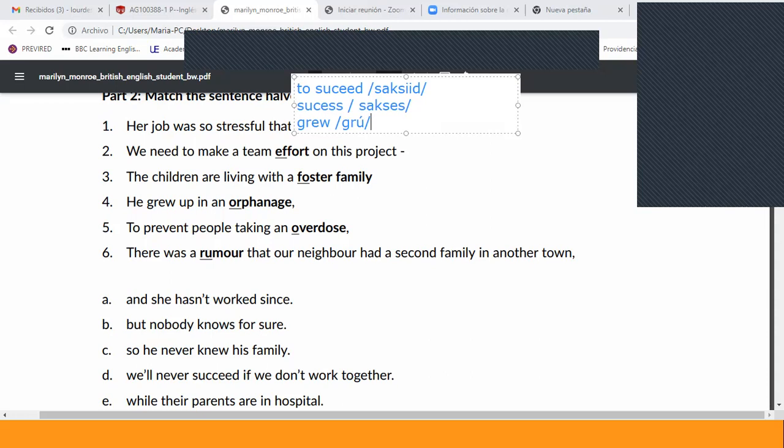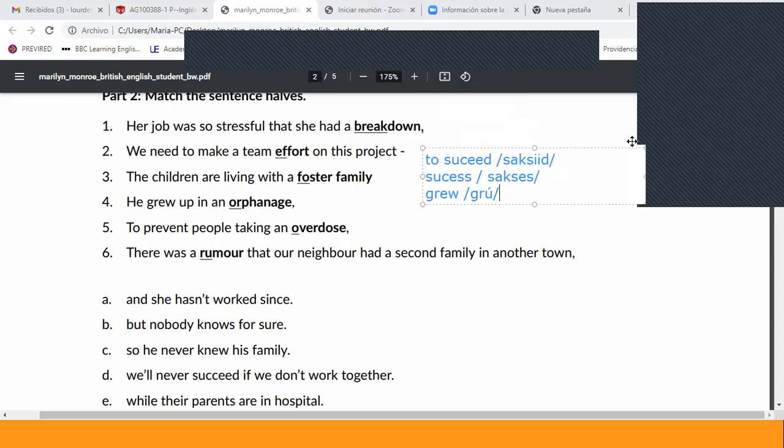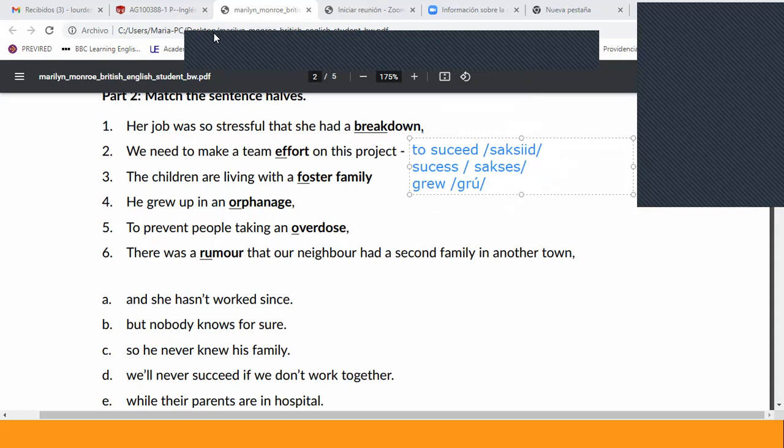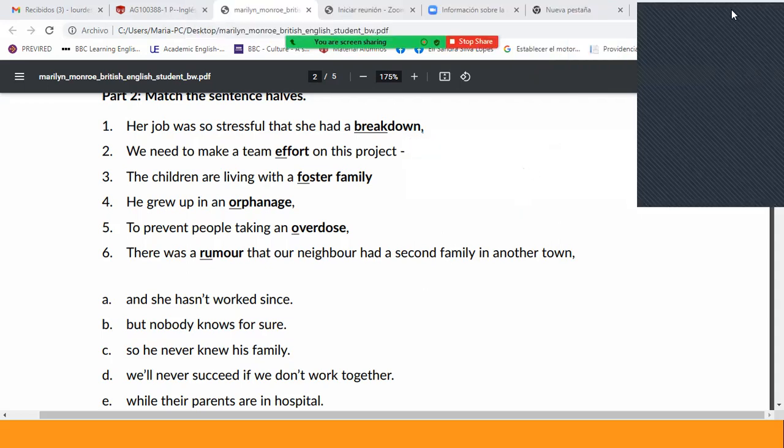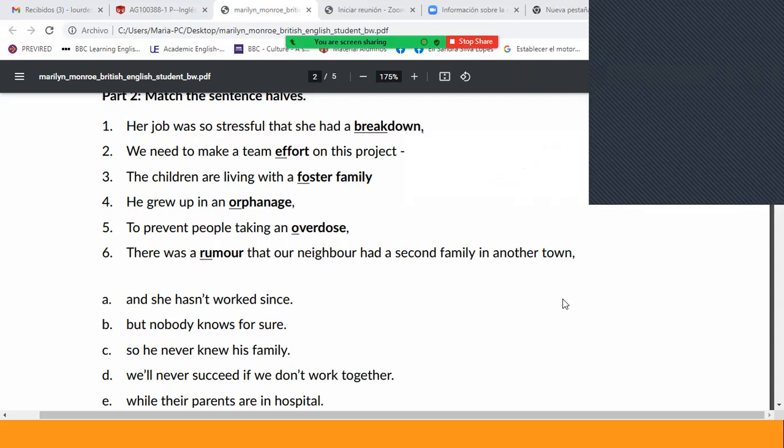The meaning of breakdown? It's when you are under a lot of pressure and you have a collapse of your nervous system. Okay, that's the meaning of breakdown. Un colapso nervioso. Is that right? Any other question? No? Okay.